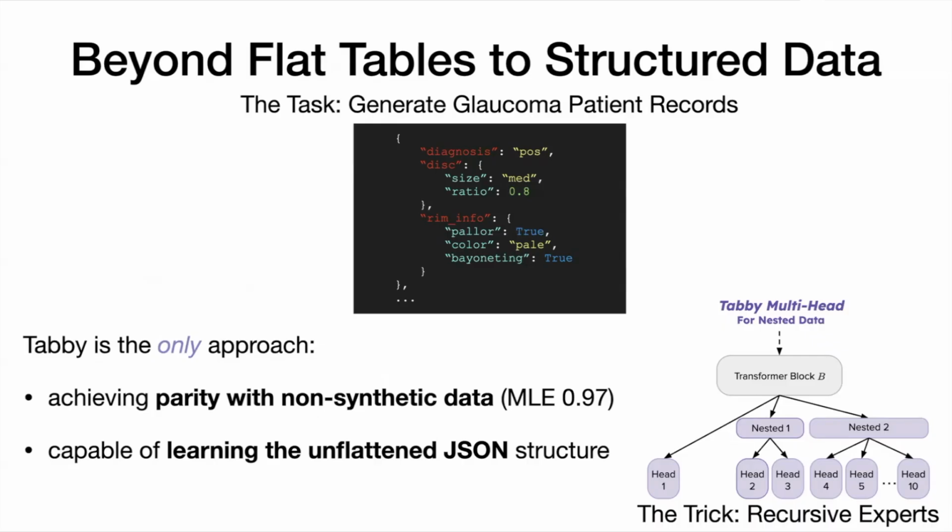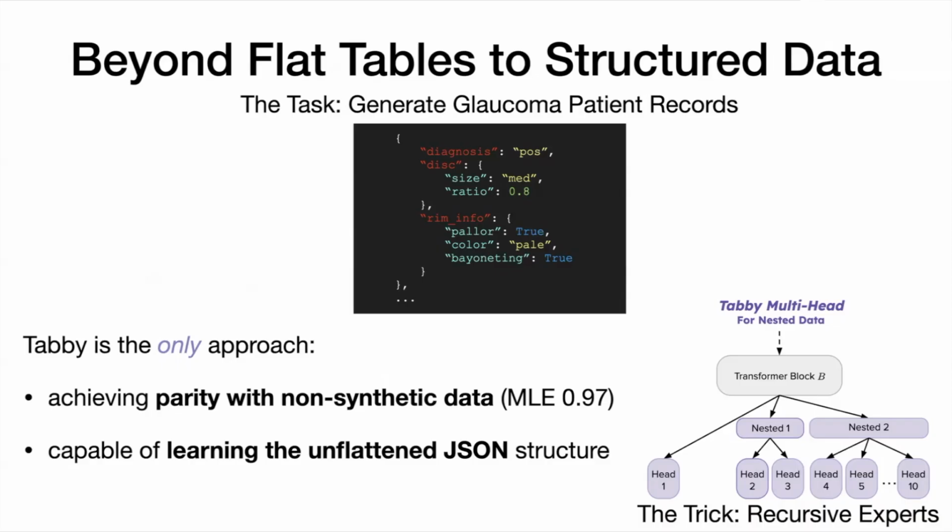The trick that we use here is recursive experts, which you can see in the bottom right corner of the screen. Instead of replacing the language modeling head with a set of V experts, one for each column, as we did for tabular data, we actually replaced the language modeling head with a tree, as you can see in the purple boxes in the image, where that tree mirrors the shape of the data set. So those nested boxes that are in the middle level of the tree, those correspond to the red items. So in particular, disk and rim info in the image.